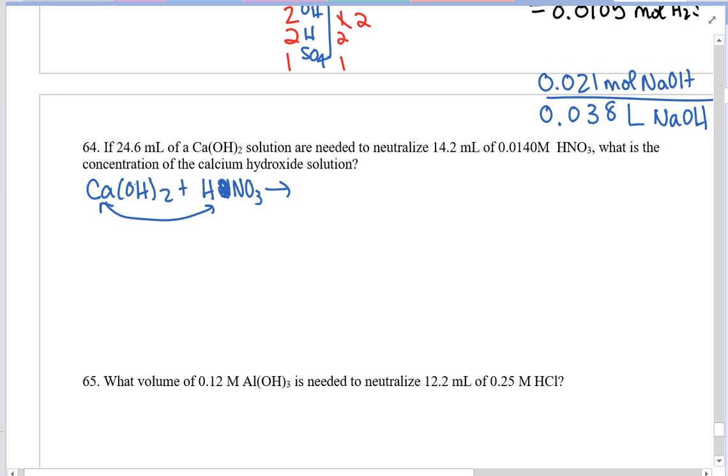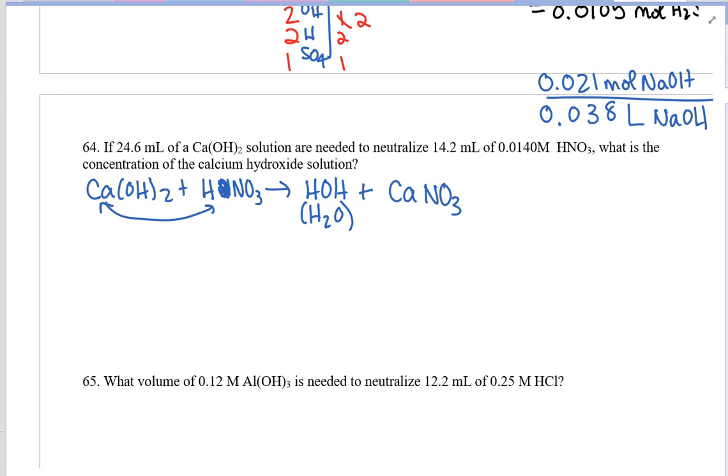So H is going to combine with OH. They always combine in a 1-to-1 ratio. That makes water. And you can write either way. I don't care if you write HOH or H2O, whatever is easier for you. And then the calcium is going to go with the nitrate. And I'm going to look here at the charges.